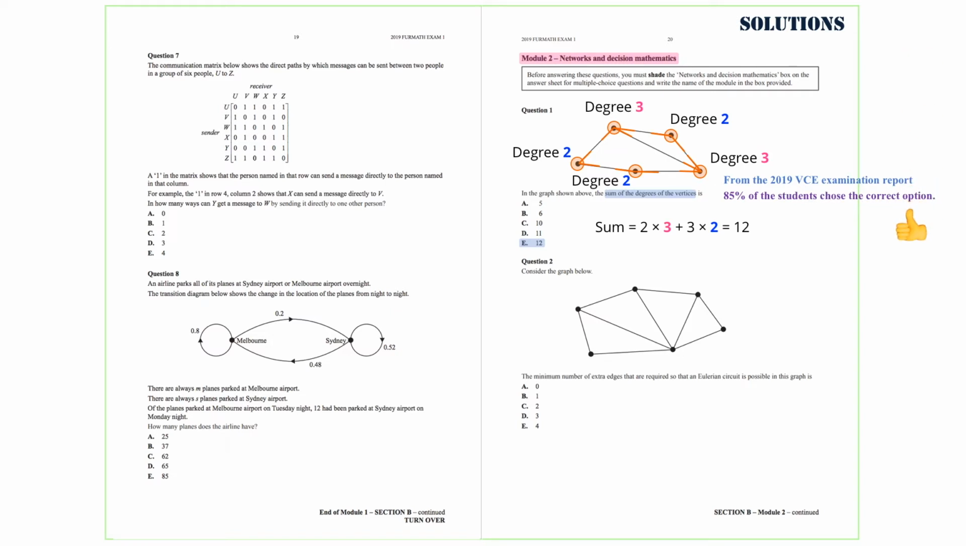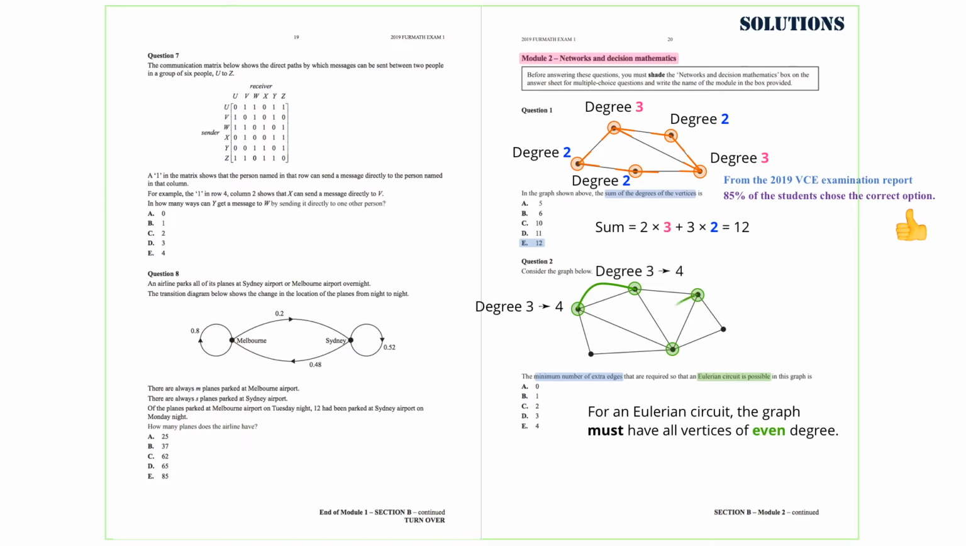In question 2, we are asked to determine the minimum number of extra edges that are required so that an Eulerian circuit is possible in the graph given above. For an Eulerian circuit, the graph must have all vertices of even degree. This graph has 4 vertices of odd degree. Therefore, we need at least 2 edges to make these 4 vertices of even degree. So the answer we are after is option C.